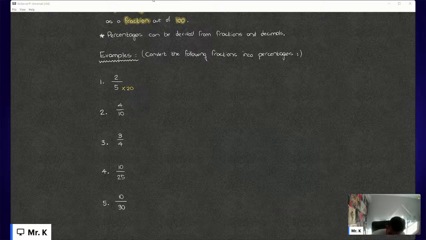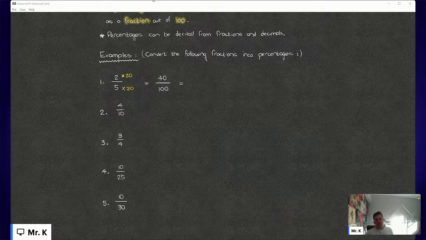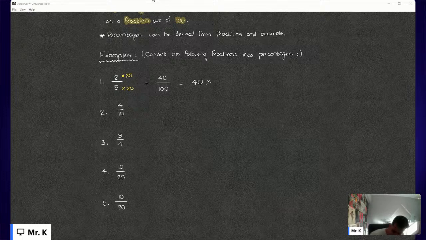The reason for this is that it keeps the value of the fraction the same, even though it looks a little bit different, right? This is a form of manipulating a fraction. So in the numerator, we're going to write the newer version of the fraction now. 2 times 20 is the same as 40, and 5 times 20 in the denominator is the same as 100. And whenever we have a fraction like this that has a denominator of 100, we can immediately write the numerator as a percentage, right? So we can simply say 40%.